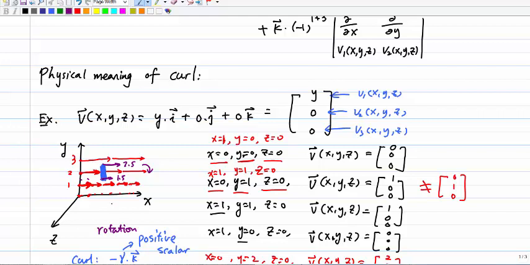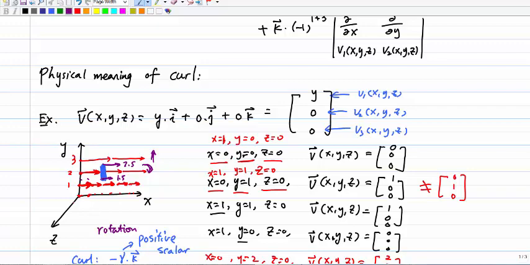So the rotation is actually along the z-axis, and it's also in the negative direction, because by the right-hand rule, if you rotate like that, your finger points in that direction, which is a negative value. So this is a negative rotation along the z-axis.